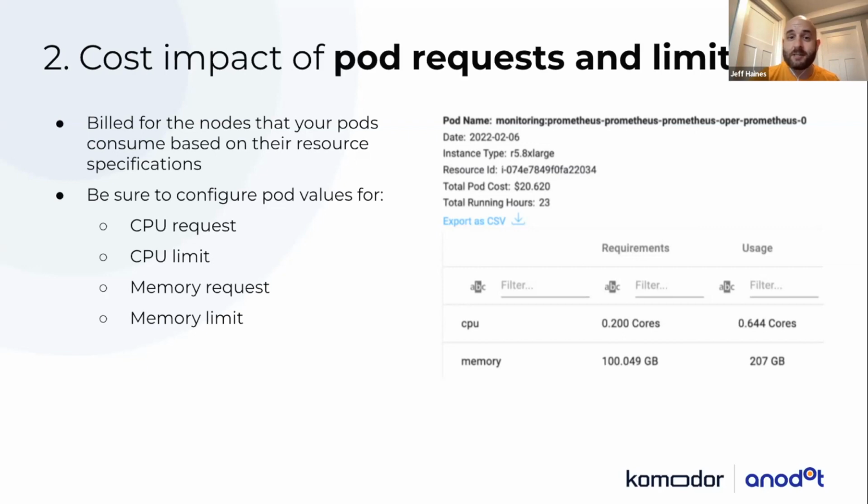And then aside from the cost impact, there's a real risk of performance issues ranging from over-provisioned pods hogging too many resources, or even the kernel out of memory killer process terminating pods. So it's important to set these and get them right.